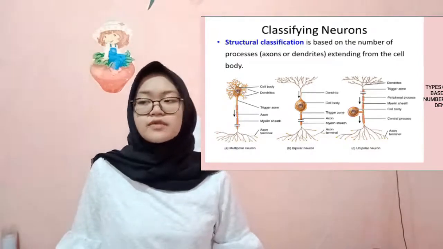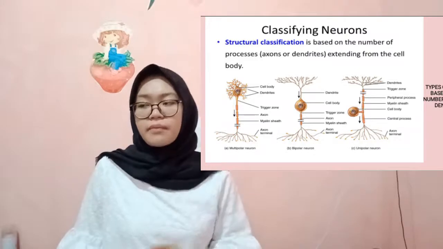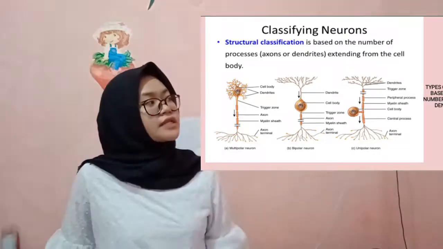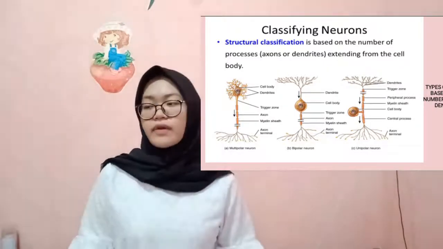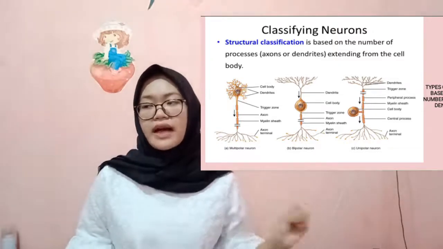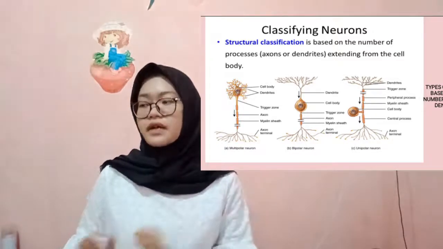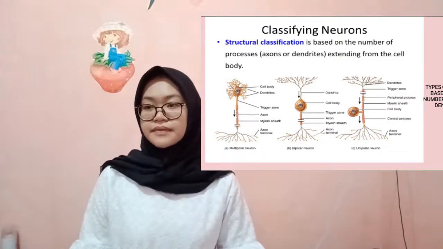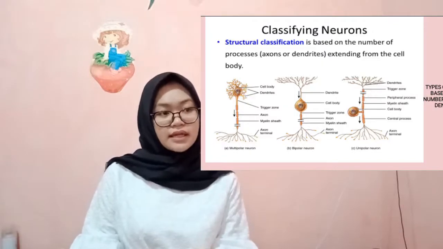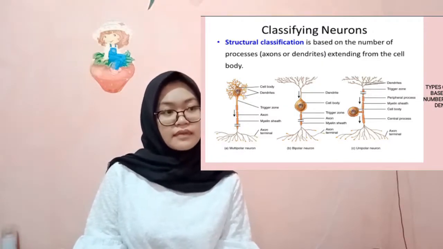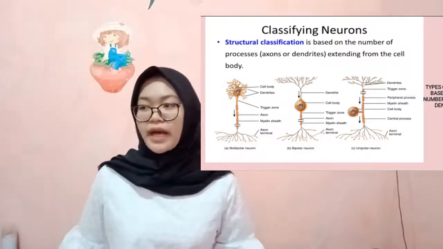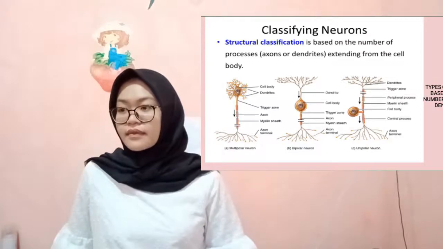based on their structures, the number of their processes, like dendrites and axon. Okay, for these illustrations, is there someone who wants to analyze what is the difference between the three kinds of types of neuron cell? Anyone answer? Okay, maybe Rinaldi. Okay, maybe there's someone who wants to help Rinaldi. Okay, Anita.